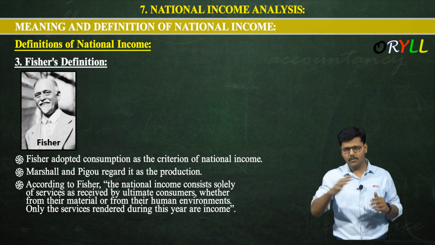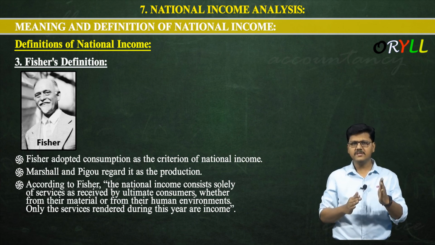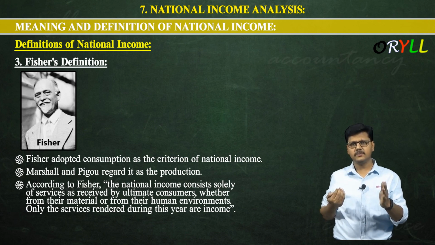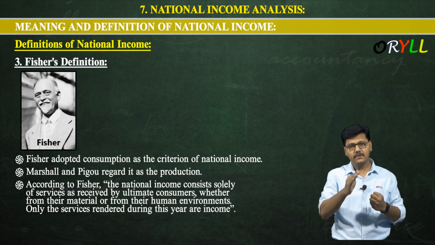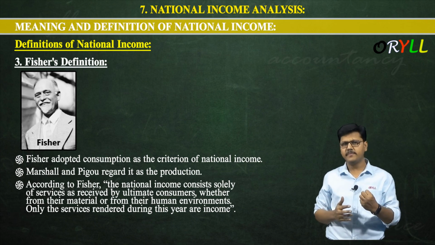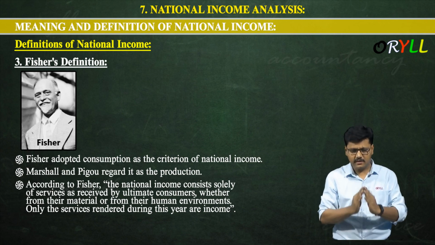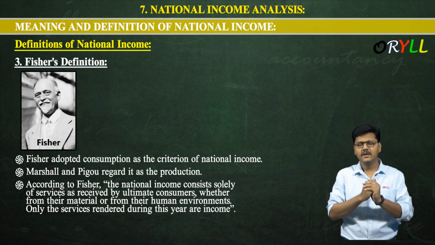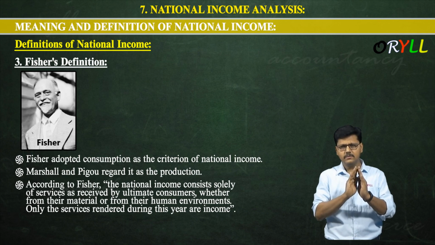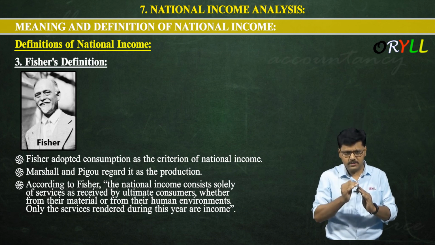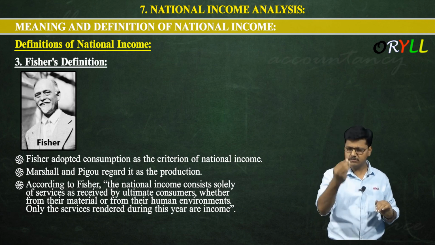Overall the meaning remains the same: the national income consists solely of services as received by ultimate consumers, either in the form of material or in the form of human environment. Only what is earned or received during the year counts. So ultimately all the goods and services produced in a particular year are considered national income. It is also the same meaning.